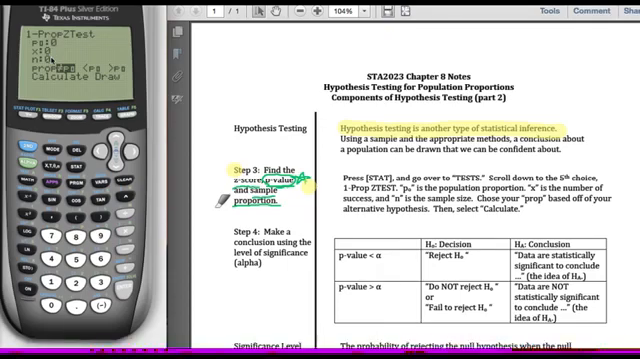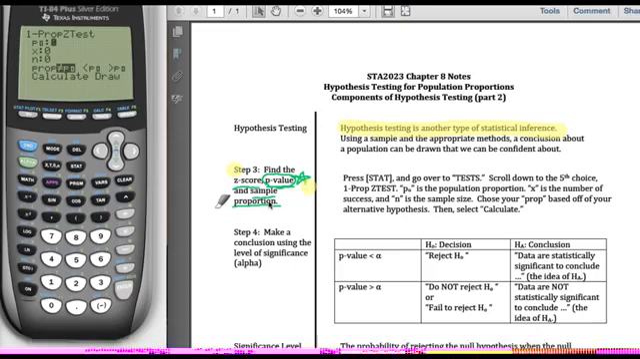N is the sample size, and you select your prop symbol based off of the symbol in your alternative. Did you use not equal to? Did you use less than or greater than? And then you select calculate, and you'll get these values, your z-score, your p-value, and your sample proportion, or your p-hat. Once you have those, you're ready to make a decision about your hypotheses. You have an H0 and you have an HA, and you have to decide, are you going to keep that original baseline idea from H0, or are you going to reject it and go with the alternative?